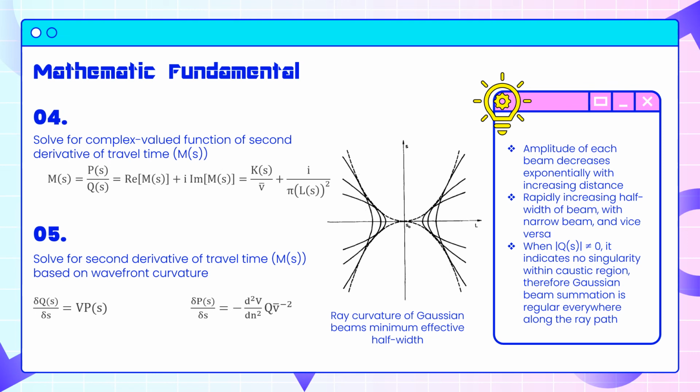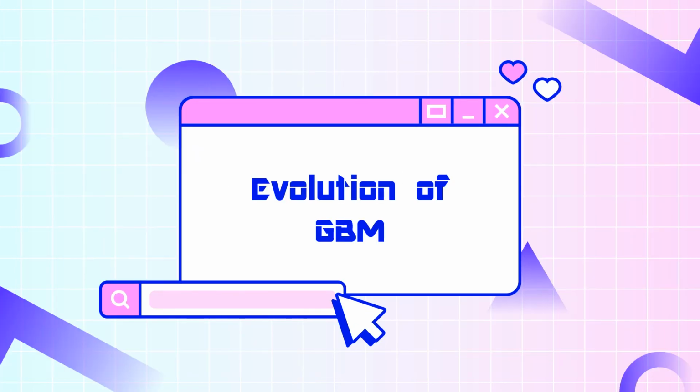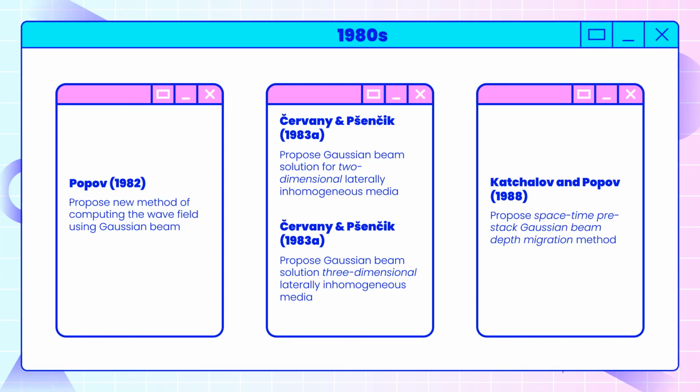Large minimum effective half-width of the beam, however, results in a broad beam at x equal to 0 and slowly increases in width with increasing distance. Next, we look at the evolution of Gaussian beam migration algorithms developed over the past 4 decades.